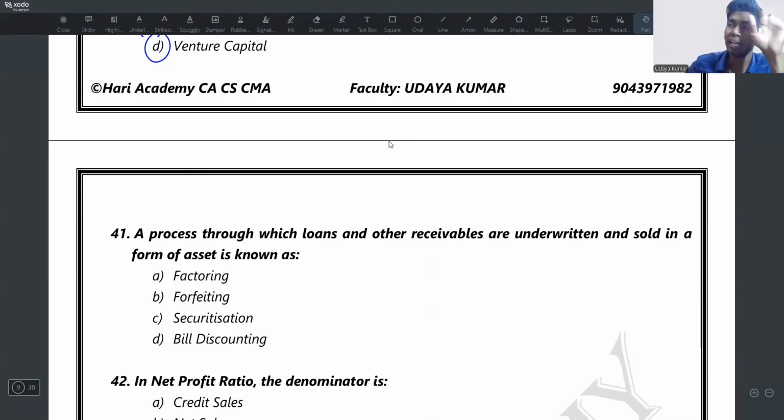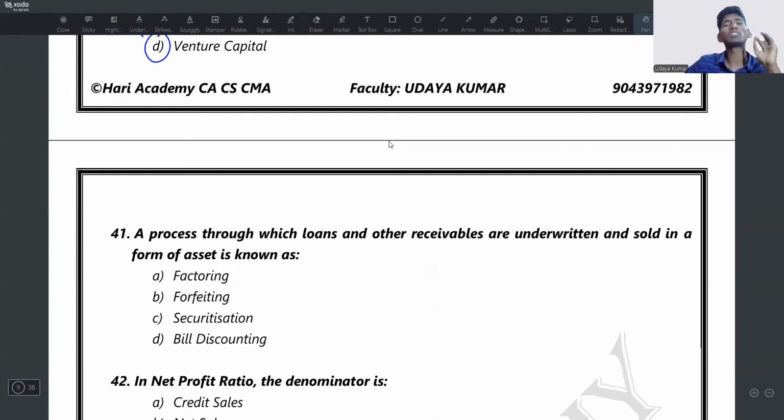But typically it involves the sale of long-term receivables or export receivables. Here it is just accounts receivable factoring. Long-term or export receivable is forfeiting. Whereas securitization is the process of pooling various types of contractual debts like loans and receivables, and selling them as consolidated financial instruments known as asset-backed securities, ABS we used to say.